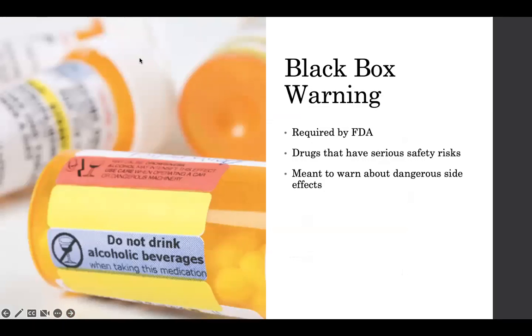Okay, so the next thing we have is our black box warnings. So these are required by the FDA, and they are put on drugs that have serious safety risks. They're meant to warn about dangerous side effects. So an example would be what you see in this box here, where it says, do not drink alcoholic beverages when taking this medication, except for it would say something along the lines of, this medication can cause osteoporosis. So you'll see them on the medication box itself.